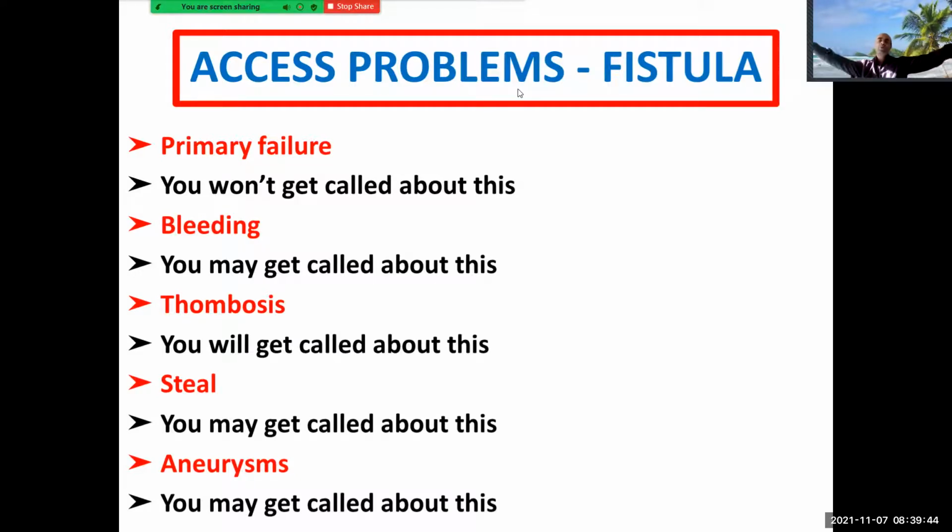Sometimes the patient comes from home and already has no thrill, no bruit, no nothing, just a pulsatile fistula with thrombosis after a fistulogram. This needs urgent thrombectomy within 48 hours. Thrombectomy can be done within 48 hours, okay?